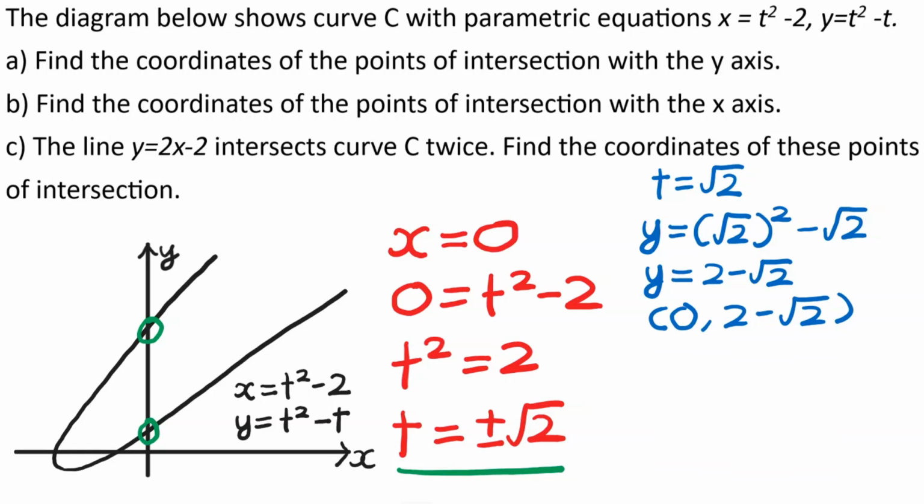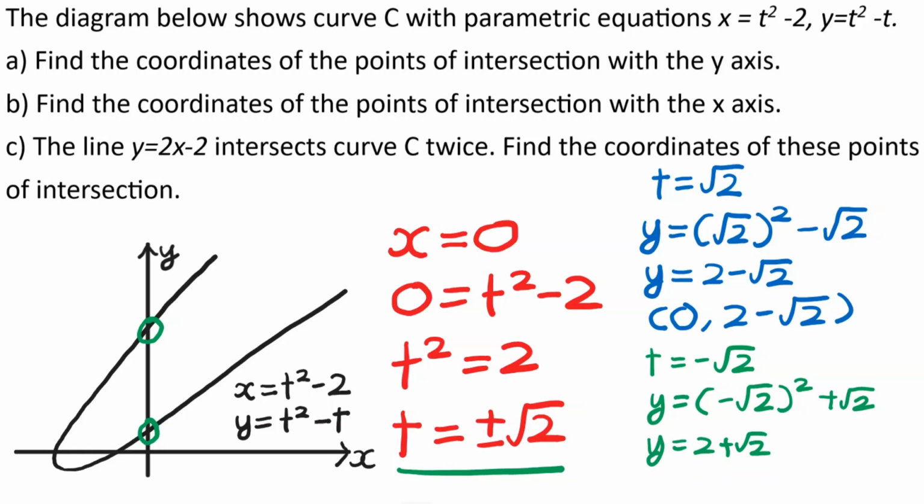And then if we sub in t is equal to minus root 2, it's going to be y is equal to minus root 2 squared, and then it's minus t, so if it's minus root 2, it's going to be plus root 2 like this here, and then minus root 2 squared is 2. So therefore it's going to be y is equal to 2 plus root 2, so the other point of intersection with the y-axis is 0, 2 plus root 2. So these are the two y-intercepts.